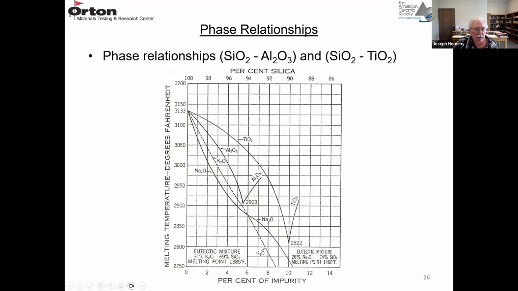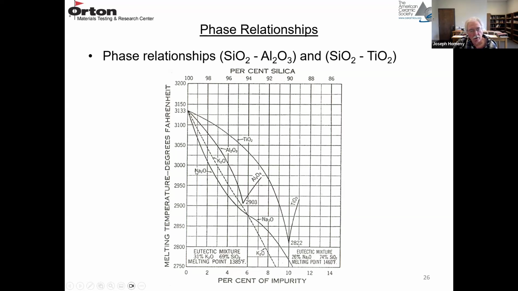So this is a plot of melting temperature, and it happens to be in degrees F, versus percent of impurity. So here's alumina. 3133 is the melting point of silica. So you're adding alumina, and you can see how the melting point drops. There's a eutectic at 2903 degrees F right here, and that's about 5% alumina. And then TiO2, you can see how the temperature drops, and there's a eutectic at 2822 degrees F.